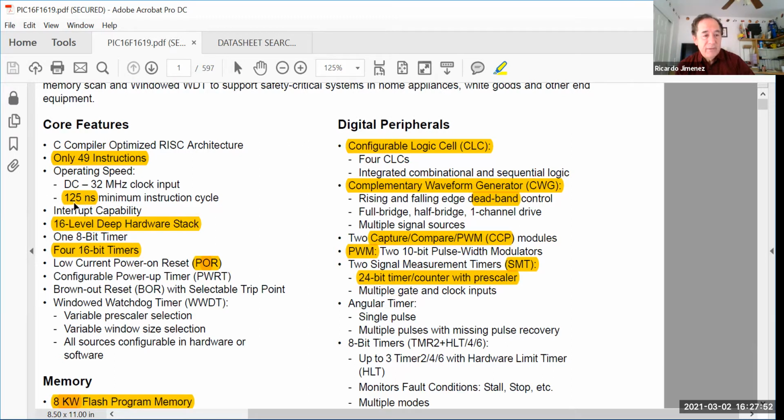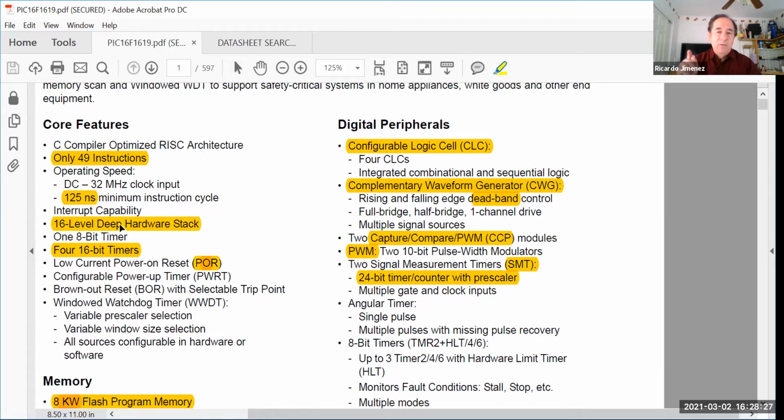Microseconds, I didn't say nanoseconds. So if I say 10 microseconds, I'm saying 10,000 nanoseconds. Compare 10,000, 12,000 nanoseconds of the old Intel microcontrollers to 125. It's more than 100 times faster than the previous micros. It has a 16-level deep architecture or hardware stack.